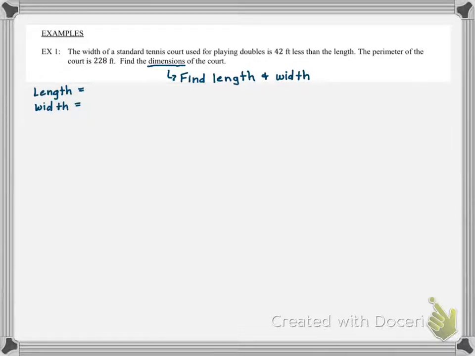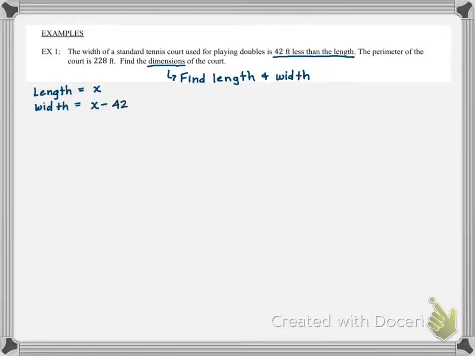It doesn't really matter. There's maybe a more convenient choice, but as long as you're consistent, it doesn't matter. You can just pick one and then use the information in the problem to write something for the other one. But I would say in this case, it makes the most sense to assign the variable to the length, because they say the width is 42 feet less than the length. So they tell you how to find the width if you know the length. So if we make the length x, then they tell us take 42 away from that number and you'll find the width. So the width would be x minus 42.